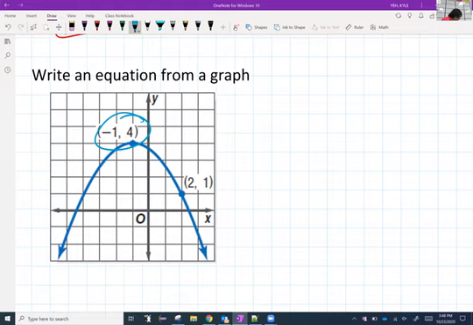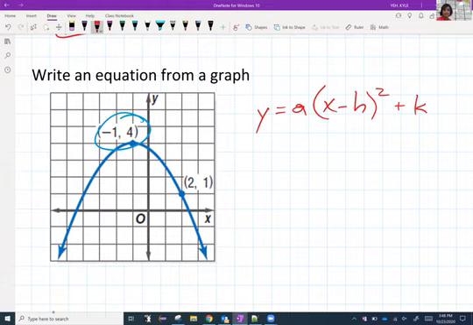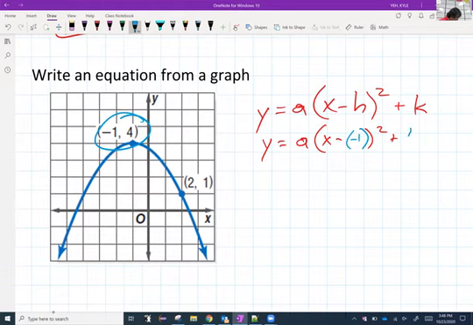We'll get to that. But we know that our vertex form is y equals a times x minus h squared plus k, right? We need to find values to fill in a, h, and k. And the good news is 2/3 of that is already done. We know that h is -1, and we know that k is +4. So just from the vertex, we found our h and k. Now all we need to do is find an a value.